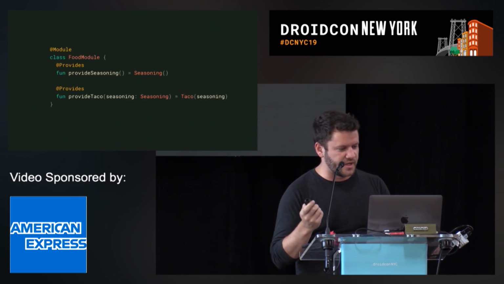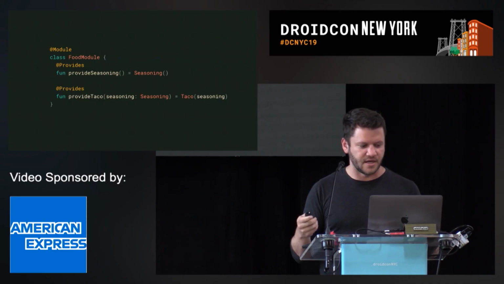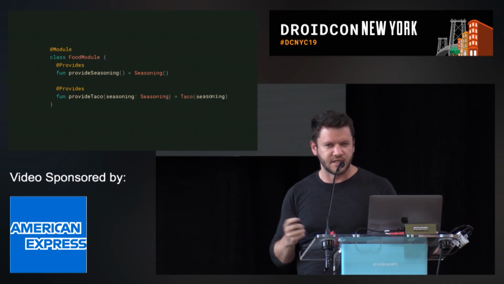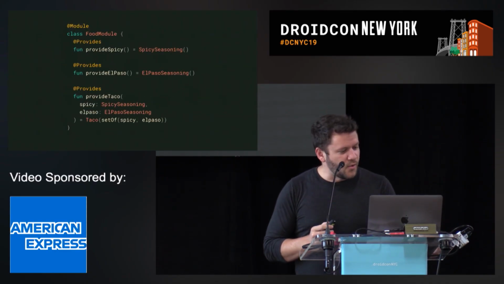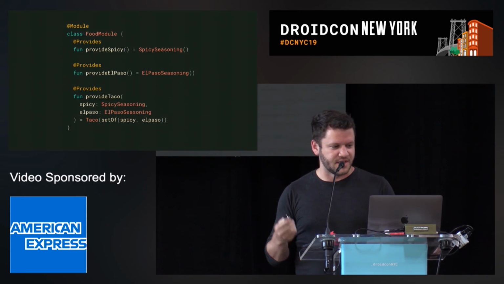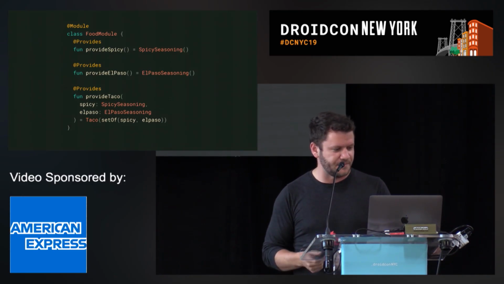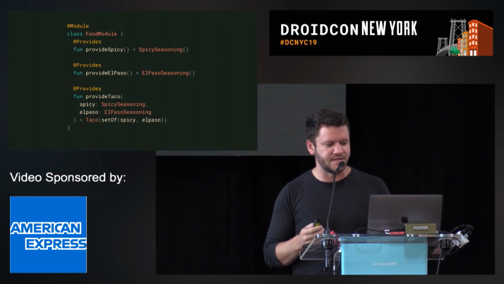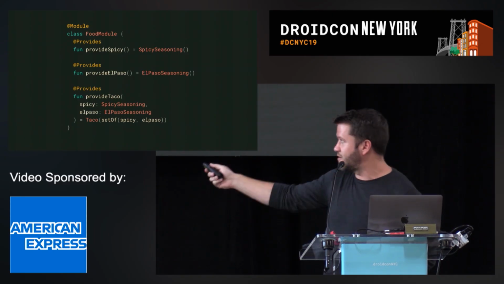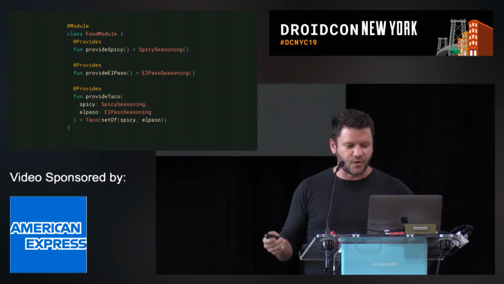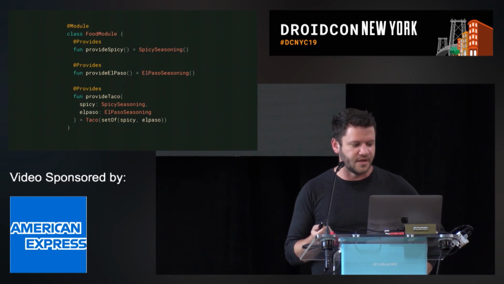So let's look at our food module again. The same as before, we have seasoning in a taco. But what if our taco accepts multiple seasonings, as most tacos should? We have a couple of types here. We've got spicy seasoning, Old El Paso seasoning. But we've lost a little bit of our DI principle here, though. The taco provider at the bottom here knows quite a bit about the seasonings coming into it.